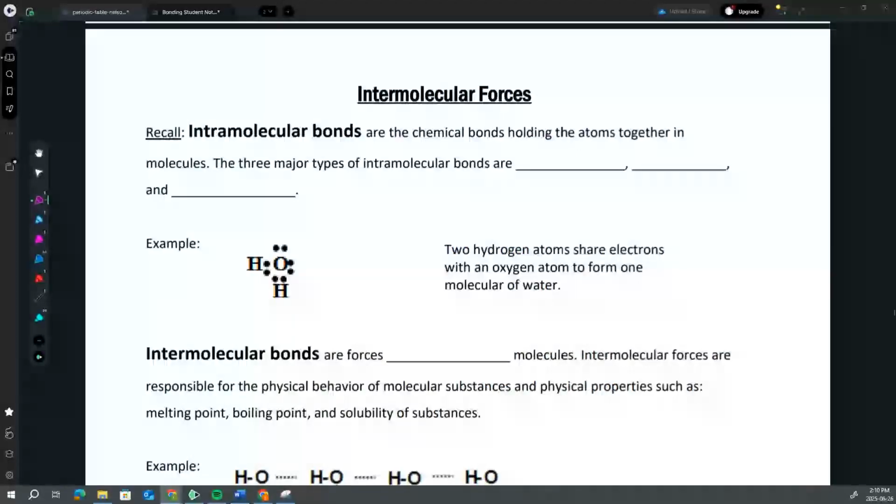So in a previous lesson, we've covered what intramolecular bonds are: the chemical bonds that hold atoms together within a molecule. The three major types of intramolecular bonds that we have covered are ionic, so these are for ionic compounds, and they consist of a metal and a nonmetal. The next is covalent, which belongs to molecular compounds, and covalent bonds consist of two nonmetals.